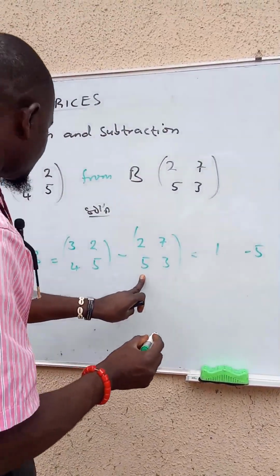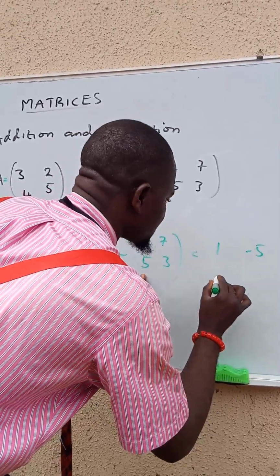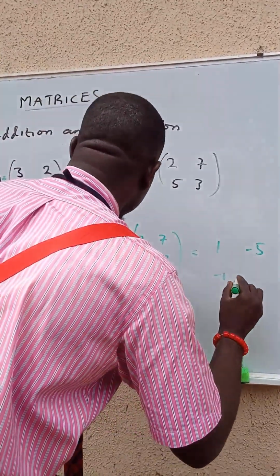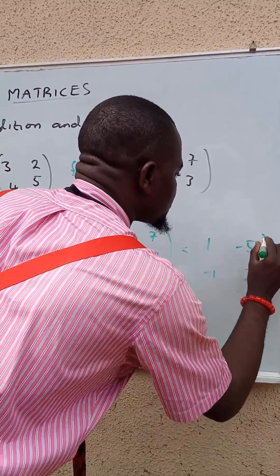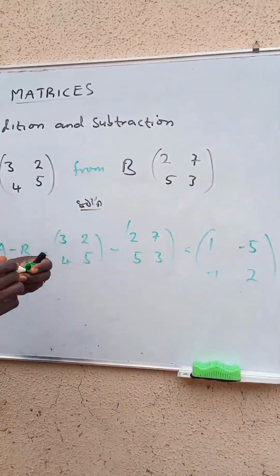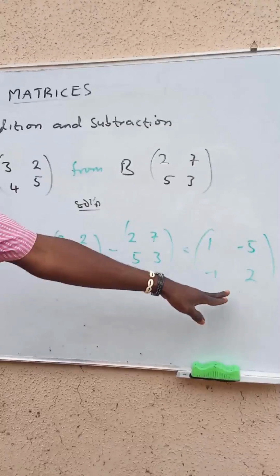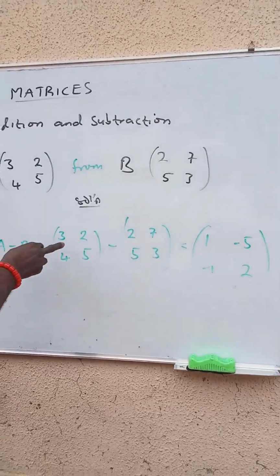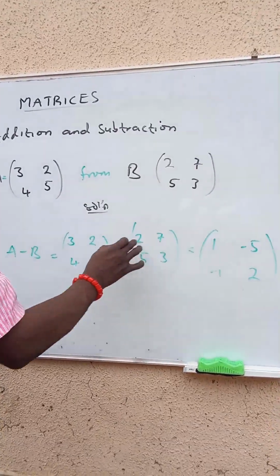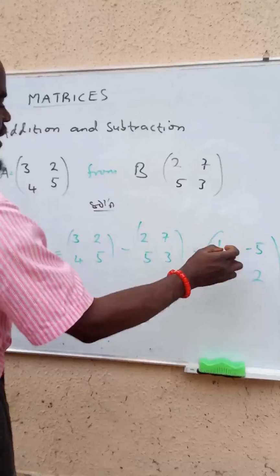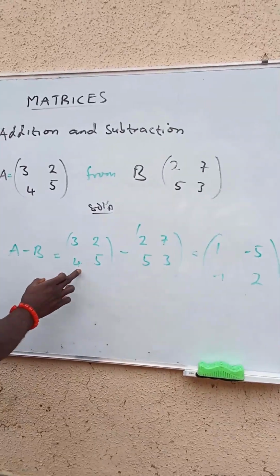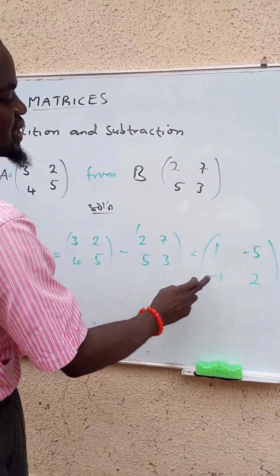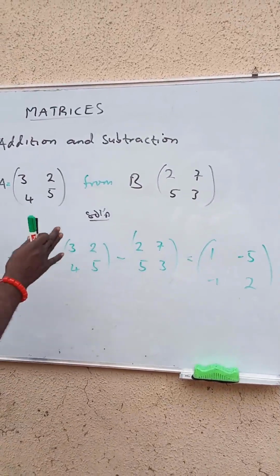Minus 5, I have minus 1. 5 minus 3, I have 2. So this is the subtraction of matrix A from matrix B. I explain again: 3 minus 2 is 1. 2 minus 5 minus 7 is minus 5. 4 minus 5 is minus 1. And 5 minus 3 is 2. So this is the subtraction.